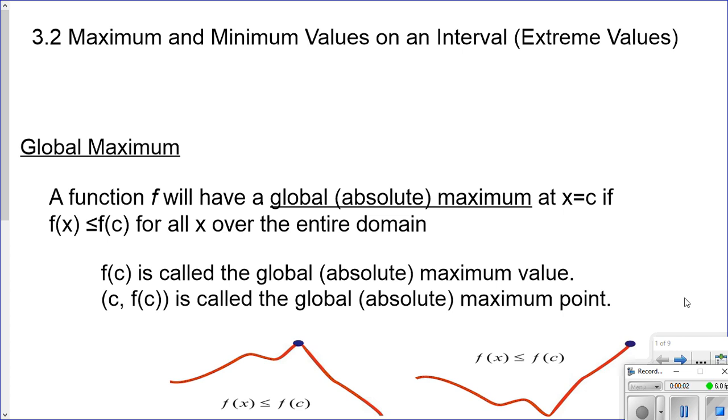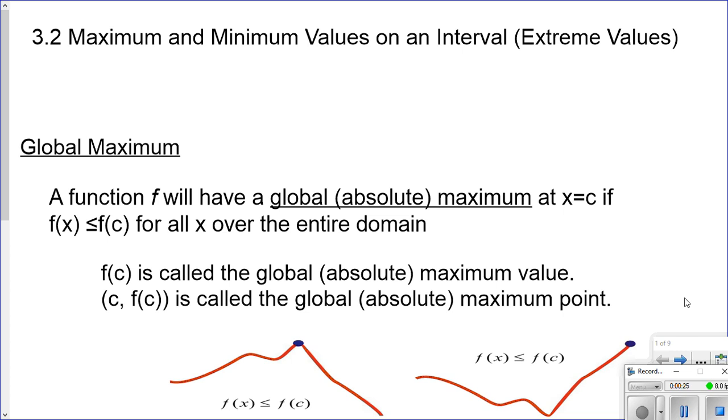Good afternoon, class. This is a short video lesson on section 3.2, finding the maximum and minimum values on an interval of a function. It's from your chapter 3 textbook, and I will post this video lesson in the course later this afternoon as soon as I'm finished.